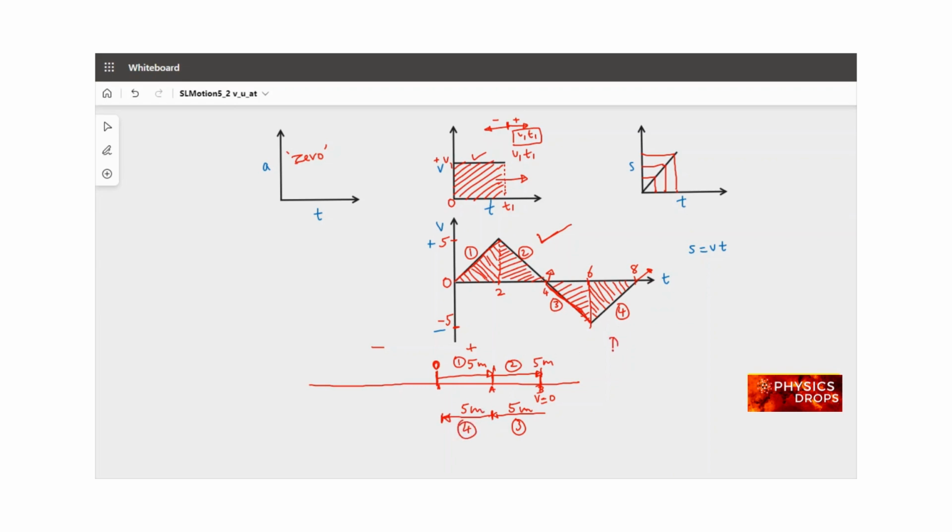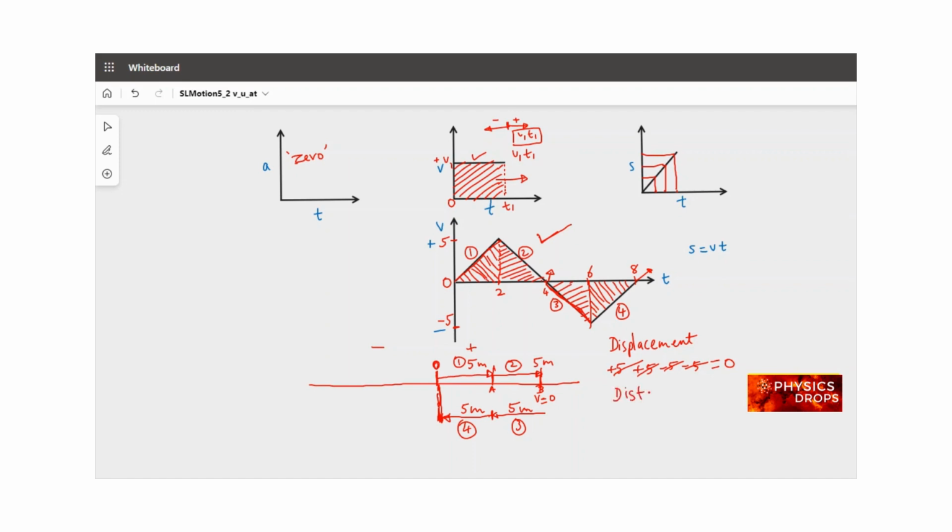So let's calculate displacement now. Displacement, we know, is the sum of all these areas, which should give the total displacement from 0 to 8 seconds. So we have 5 plus 5, phase 1 and 2, and then we have a minus 5 and a minus 5. So all this becomes 0. That means you can see clearly in the straight line plot that the object has come back to the initial position. So though it has moved around so much, accelerated, decelerated, all that, the net displacement is 0.